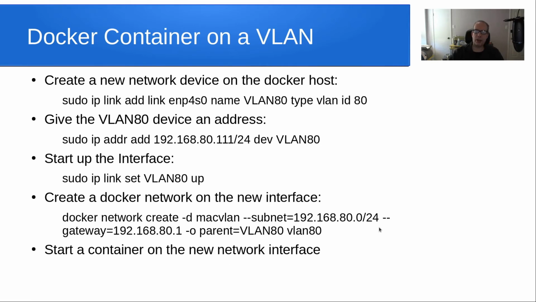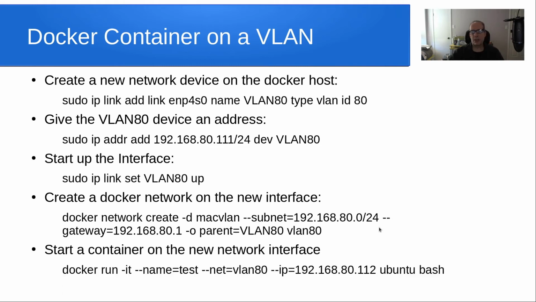And then I'm going to start a container on the new network interface. docker run, name is test, network is vlan80, the address is 192.168.80.112. Notice I didn't reuse the address of the interface because that would conflict with it, but I provided my own address. And in both cases, by the way, make sure you have DHCP address reservations for these addresses because we wouldn't want DHCP to reuse those addresses and cause a conflict. And I'm bringing up, again, an Ubuntu with the Bash shell.